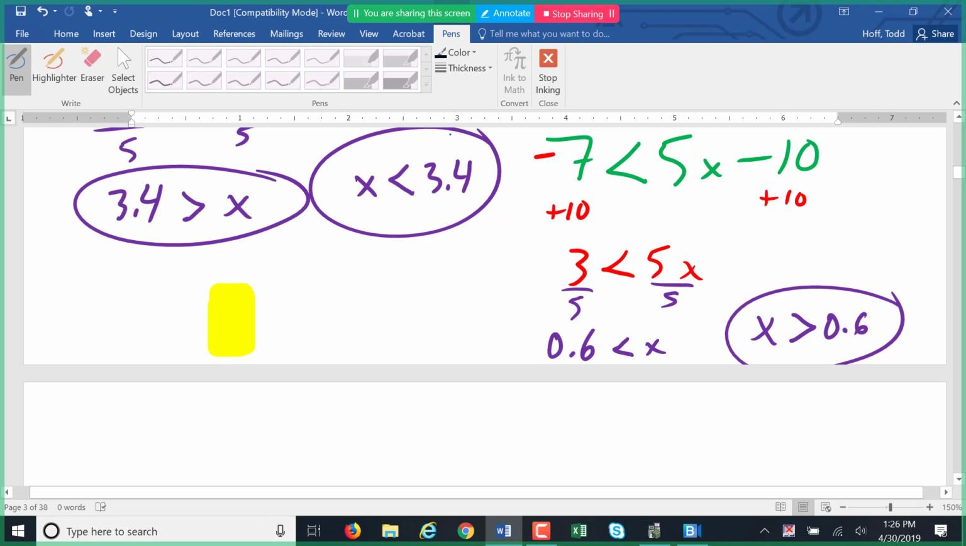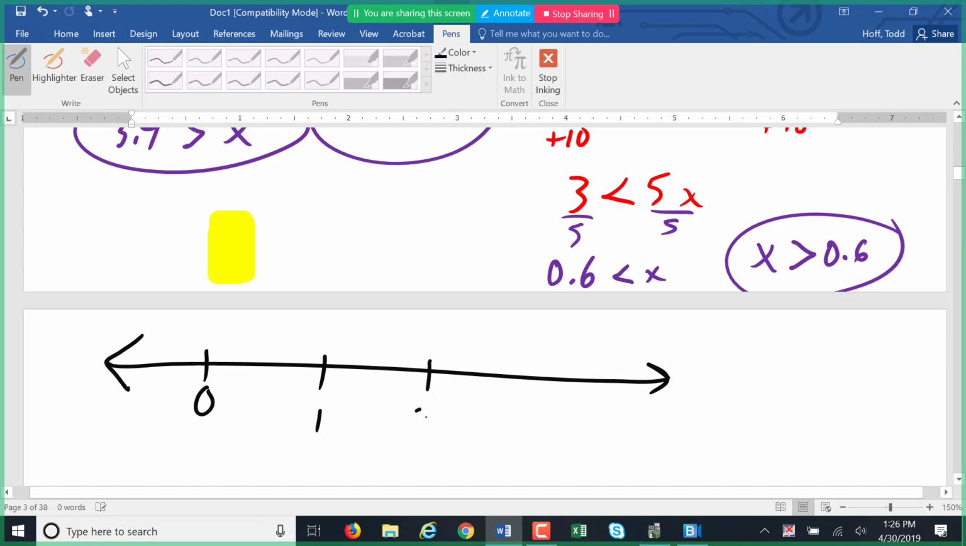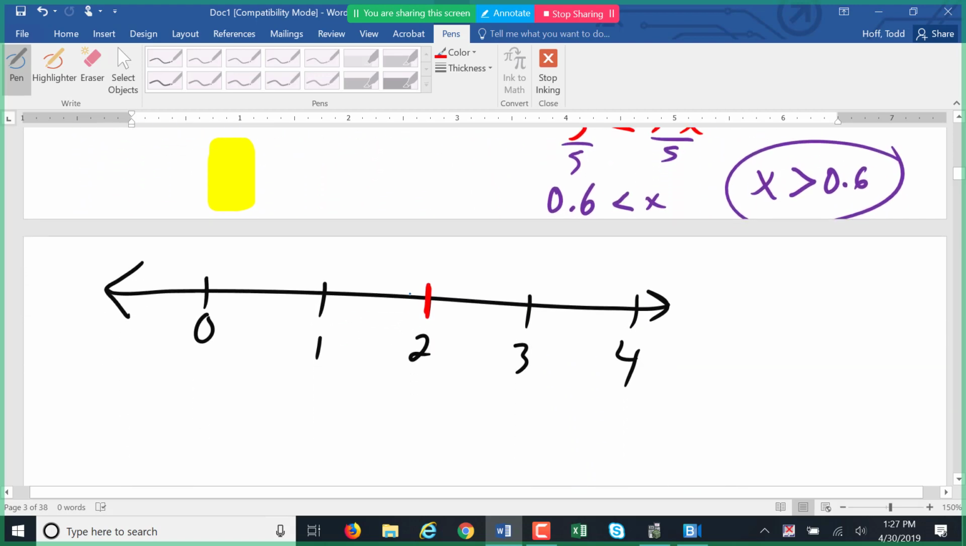So what we have here is a few critical values on our graph. We've got the critical value of, so 0 here, 1, 2, 3, 4. We've got that critical value of x equals 2. From 2 down to 0.6, we've got to check to see what's going on there. And then we also got up to 3.4 that we have to deal with.